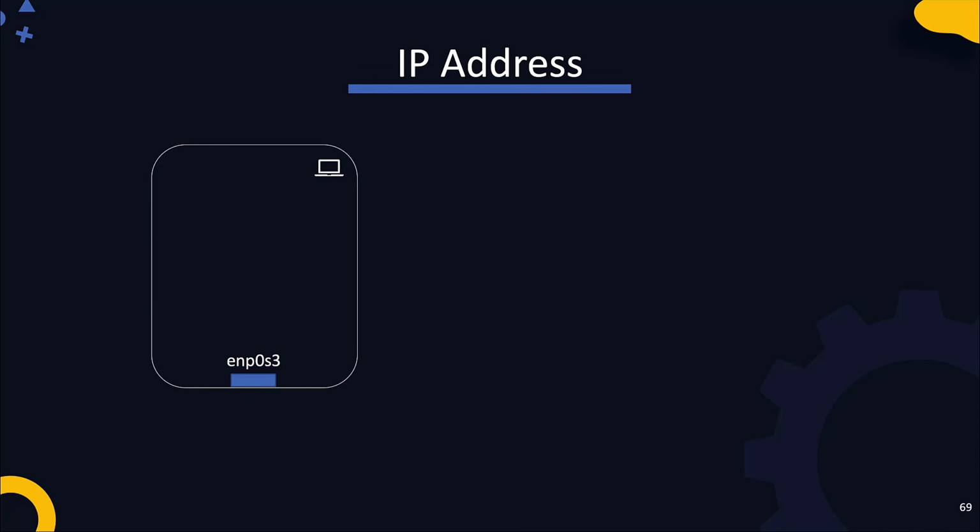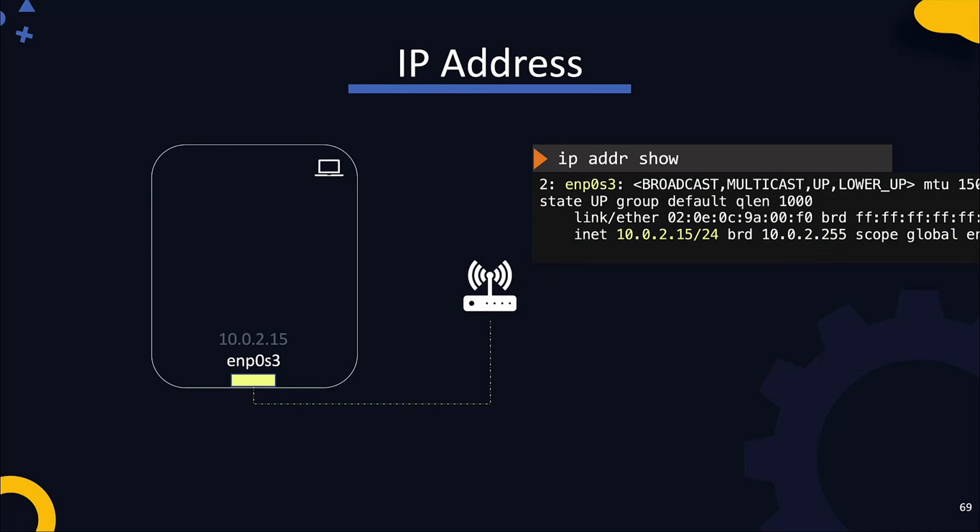In this case, we have a laptop that's connected using an Ethernet cable to a switch in our home. Once the connection is established, our laptop gets an IP address assigned to it on the network. When you run the ip address show command, you see the interface enp0s3 has the IP address 10.0.2.15.